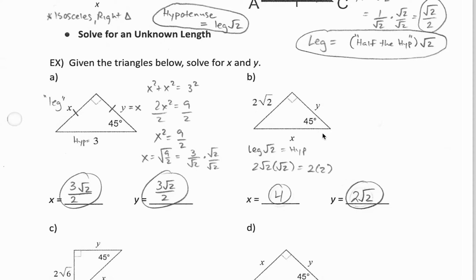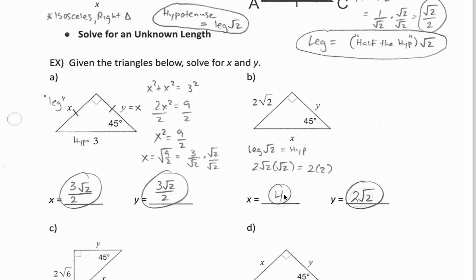All right, in part B, this time we're given a leg value, and we're asked to find the hypotenuse and the other leg. Well, we know the other leg is going to be the exact same thing because it's an isosceles triangle and legs are congruent. So what's the hypotenuse? Up here we said if we just multiply the leg length by the square root of 2, we get the hypotenuse. So take 2 times the square root of 2 and then multiply it by another square root of 2. Squaring the square root of 2 just leaves 2. So the hypotenuse must be 2 times 2, which is 4.